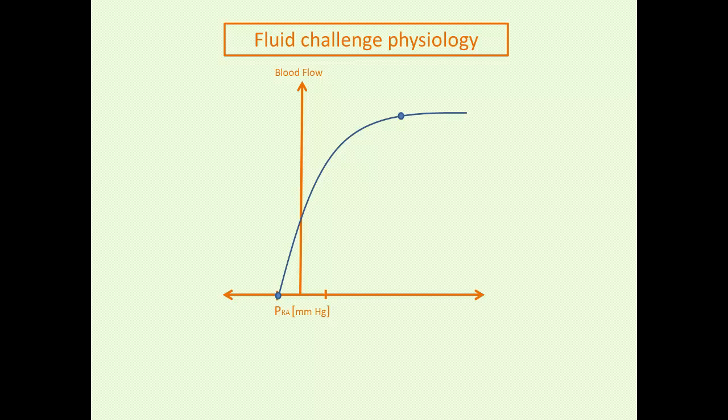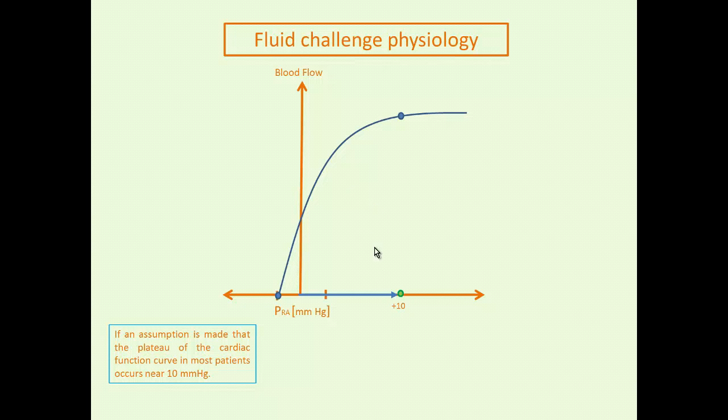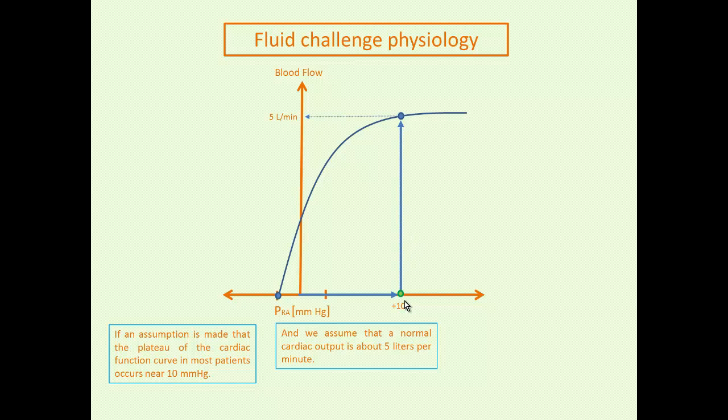So where does this fluid challenge physiology come from? Well, again, this is a big assumption, but we talked about a few slides ago that in most people the plateau probably occurs somewhere around 10. Again, it's not a hard and fast rule, or it's not really written in stone. It's not true for all patients, but if we assume that the plateau occurs here on the x-axis at 10, and then we assume that a normal cardiac output is about 5 liters per minute, so that's here, we've sort of created a bit of a triangle.